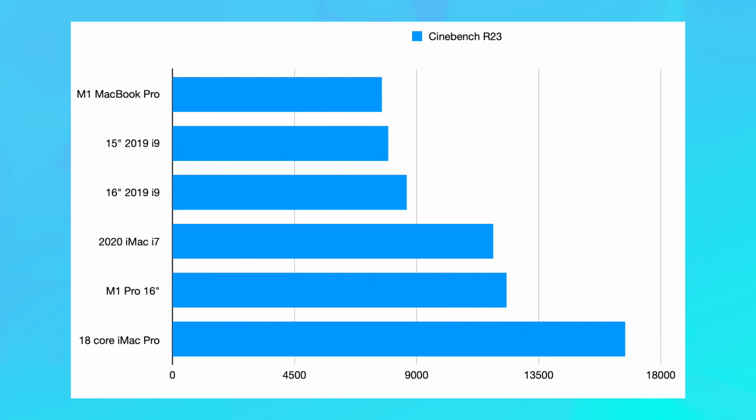We got 12,315 in the multi-core test, which puts it well ahead of the Core i7-10700K 65-watt desktop processor. And let me tell you, when under load, that thing uses a lot more than 65 watts. So this is an absolutely insane number. We're actually not that far off from the 18-core iMac Pro. In Cinebench R23 single core, we have similar awe-inspiring numbers.